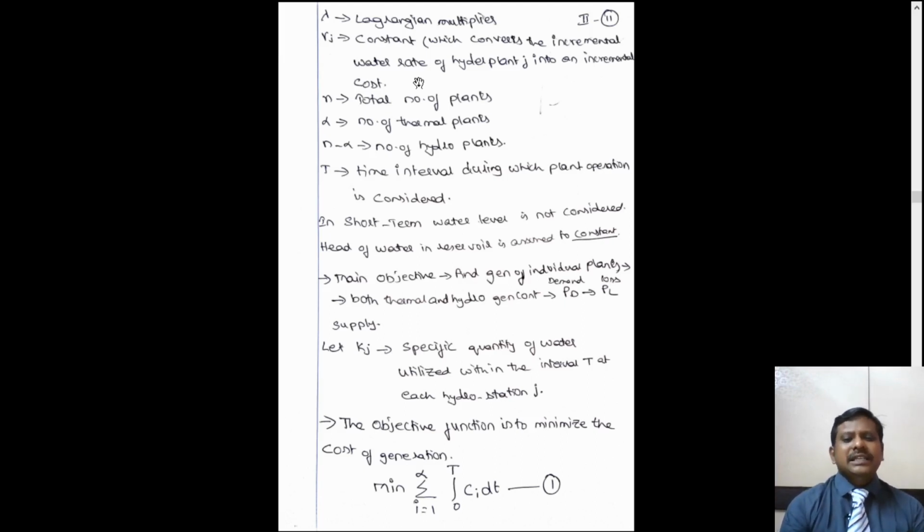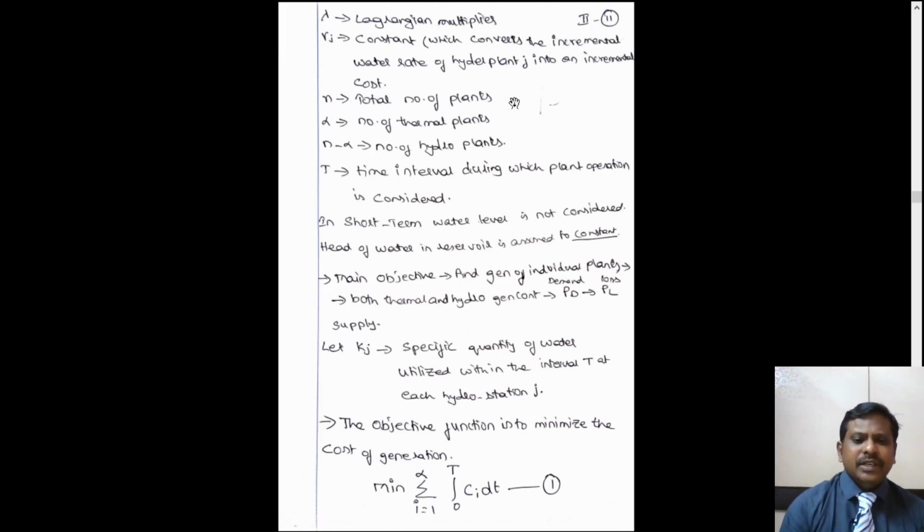Here n is the total number of plants, including the thermal power plants plus the hydro power plants, where alpha is the number of thermal plants and n minus alpha is the number of hydro plants. t is the time interval during which plant operation is considered. In short term, water level is not considered, and the head of the water in the reservoir is assumed to be constant. The main objective is to find the generations of the individual plants, considering both thermal and hydro, and the generating cost with the load demand and losses.